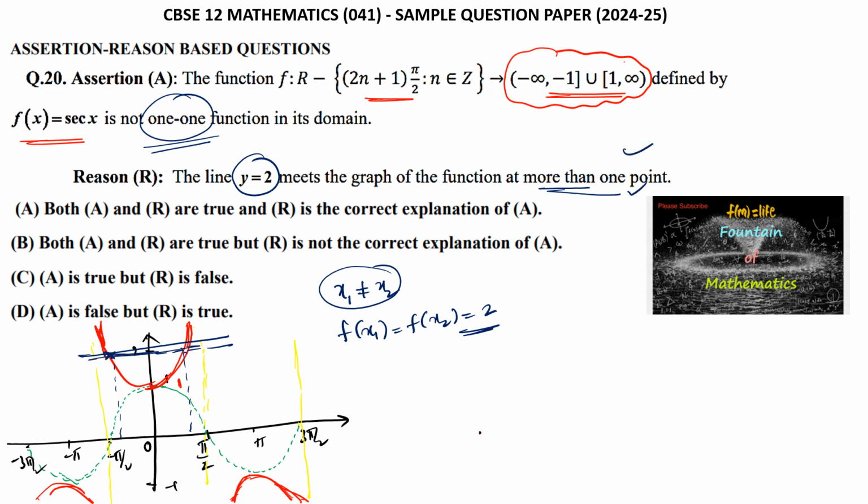That is also a correct explanation. So we can say the assertion is true and the reason is also true, and it is a correct explanation. So we can go with option A.